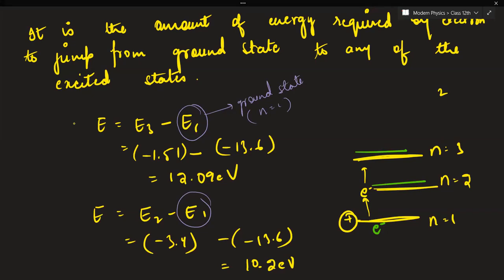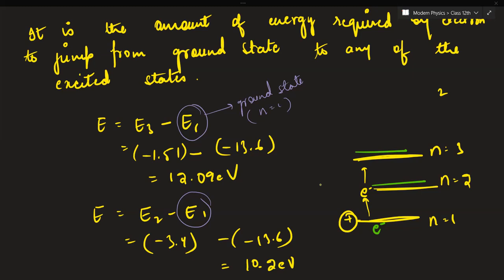What is meant by excited state? What is the third excited state? The electron moves to the fourth level. Ground state is 1. First excited state means n is equal to 2. Second excited state means n is equal to 3. Just one higher, because the ground state is covered. So any of the excited states means, if you forget the ground state, n is equal to 1.